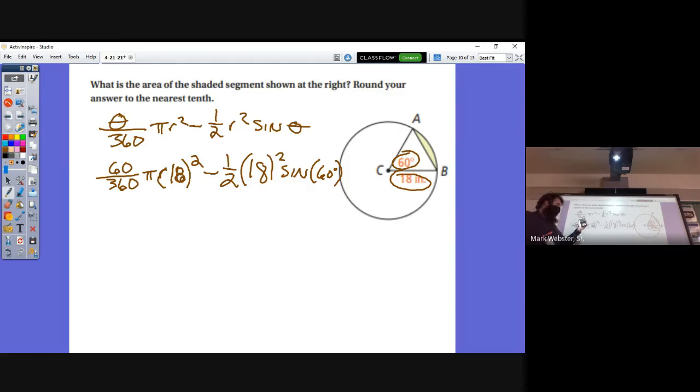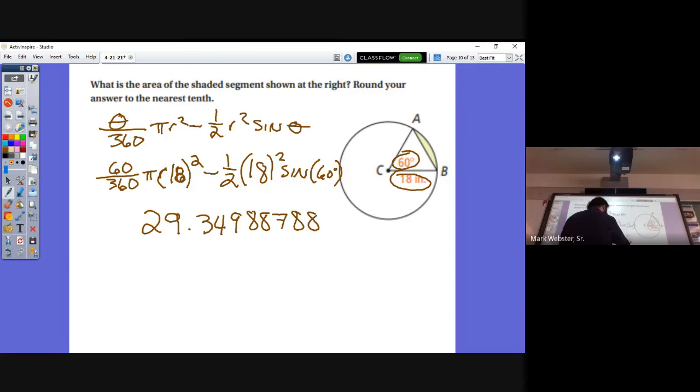But anyway, I'm not gonna try and do anything with this. I've written that out, now I'm gonna put it in the calculator, right? It's gonna come out to something super ugly because pi is in there and the sine of 60 is radical 3/2, I think. 60 divided by 360 times pi times 18 squared minus 1/2 times 18 squared times the sine of 60. And make sure you're in degree mode. You should get something like this. 29.3498878. And it keeps on going.